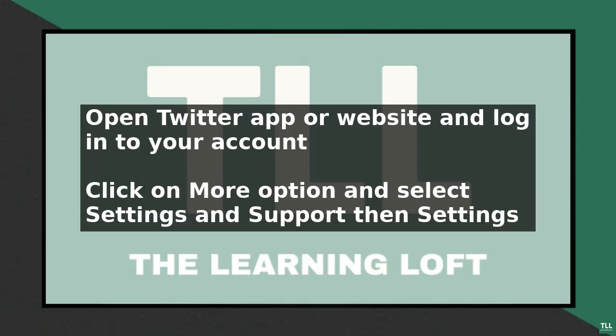To check your Twitter timeline in chronological order, follow these simple steps. First, open the Twitter app or website and log into your account.